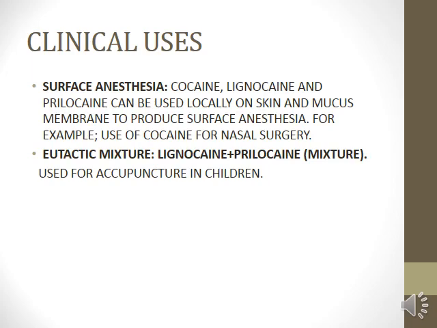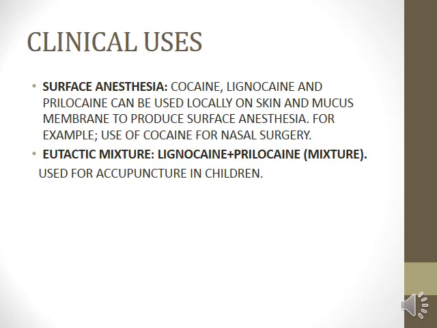Now, there is another use of the local anesthetics, that is the eutectic mixture. What is eutectic mixture? Eutectic mixture is basically a mixture of crystals of lignocaine and prilocaine, and they are thoroughly mixed together, and when they dissolve into each other, then this mixture is called eutectic mixture. This mixture can be used locally on the skin to produce anesthesia for the purpose of acupuncture or venipuncture, especially in the children.